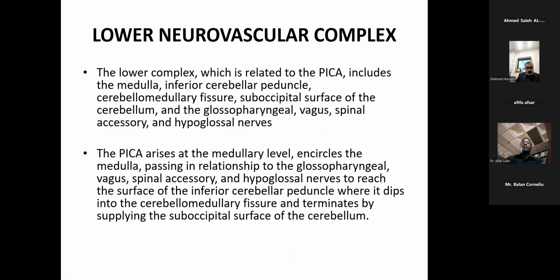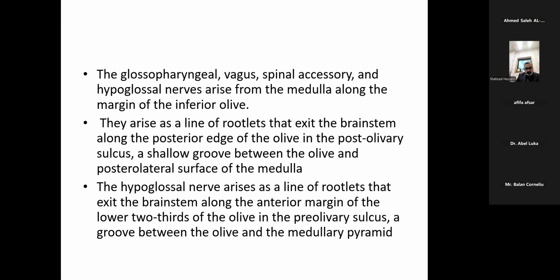It encircles the medulla, takes a rostral turn, then comes down and loops down in relationship to the 9th, 10th, and the spinal accessory nerves to reach the surface of the inferior cerebellar peduncle, where it is going to then dip down into the cerebellomedullary fissure, the fissure between the cerebellum and the medulla, and it's going to then terminate by supplying the suboccipital surface of the cerebellum.